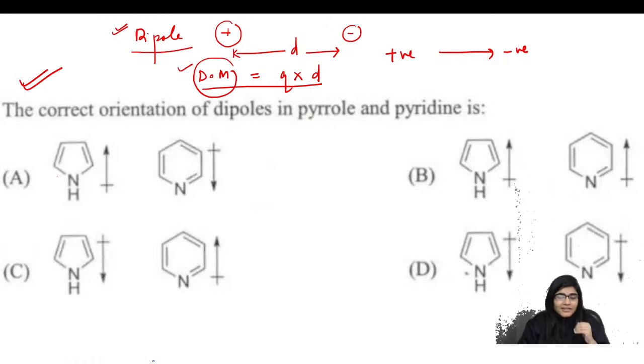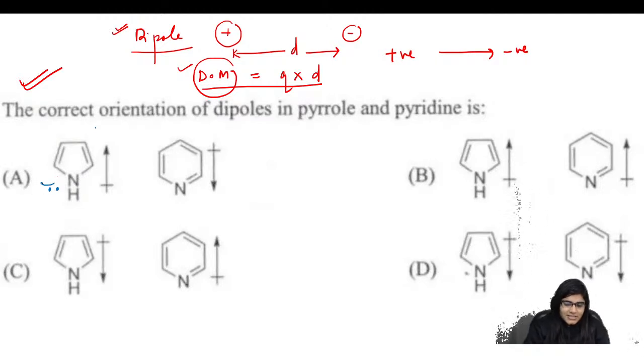We know that the direction of the dipole is from positive to negative. That means the dipole will go in the direction of your electrons; it will be parallel to the direction of your electrons. Let's see how we can draw a pyrrole structure. We know this is a pyrrole structure and we have a lone pair of electrons over here, and in pyrrole this lone pair is actually present in a p orbital because it is involved in resonance.